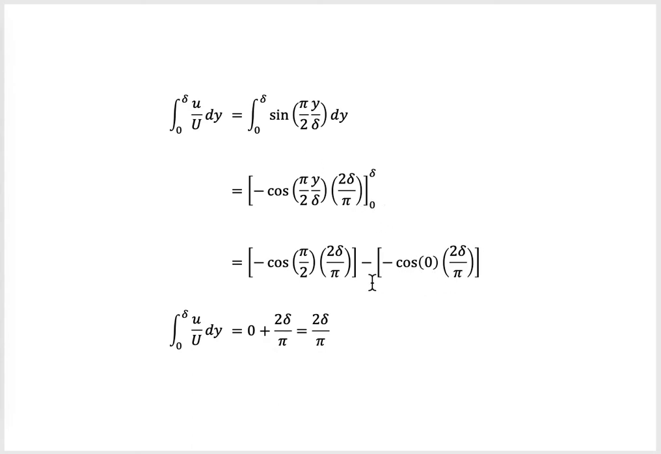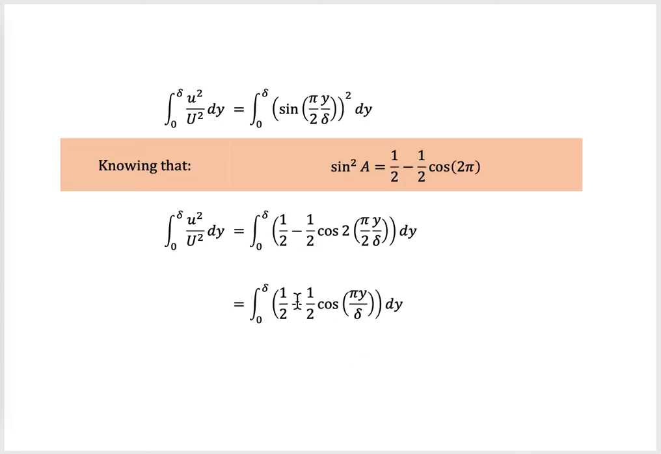And then we solve this integral, and we get that it is equal to 2 delta over pi. Then we do the integral for u squared over U squared here, and we substitute the value of u over U with sine pi over 2 y per delta.